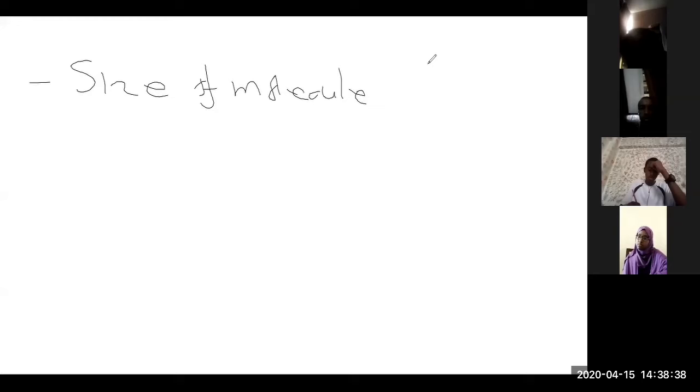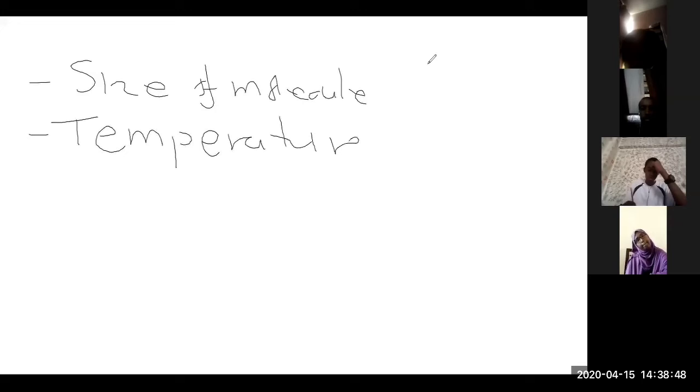And the smaller the molecule, the easier it is to be carried away by the fluid. Also, we have the temperature. Temperature is also a factor that affects the rate of diffusion. If you increase the temperature, that has to do with the kinetic theory. So when you increase the temperature, the molecules vibrate more, and there are higher chances of moving away from the source.